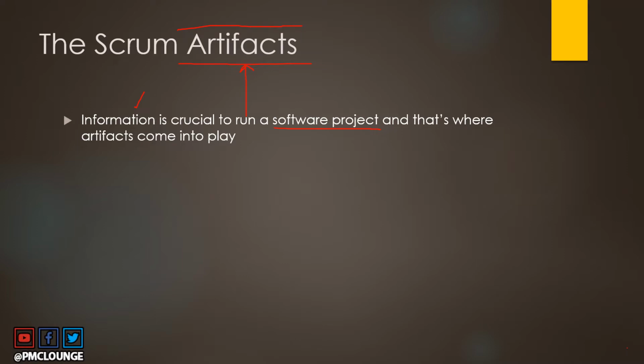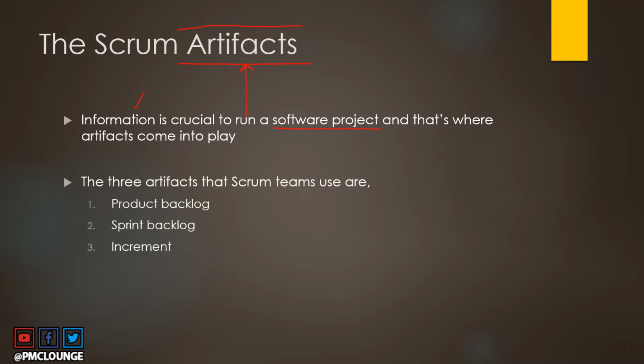And those who don't know where they are going don't reach there, because they didn't know where they were going to begin with. So the three artifacts that Scrum teams use are product backlog, sprint backlog, and increment. And these need not be heavy 200-page Word documents. What they are is something that we will look at in the coming slides.